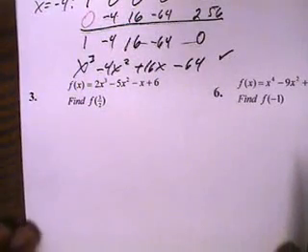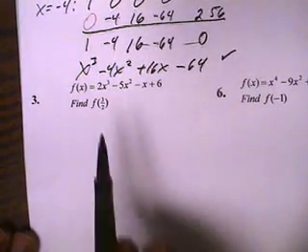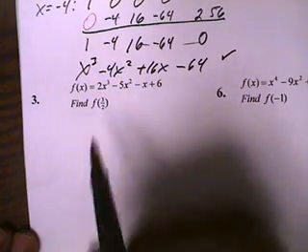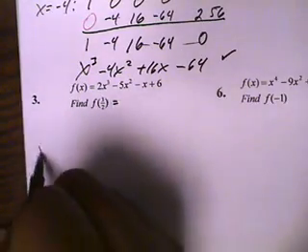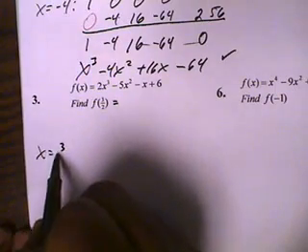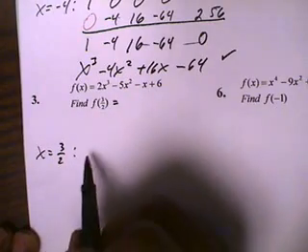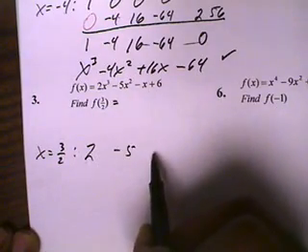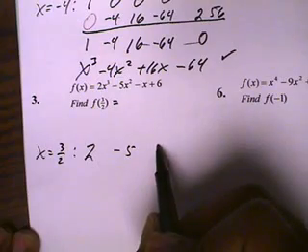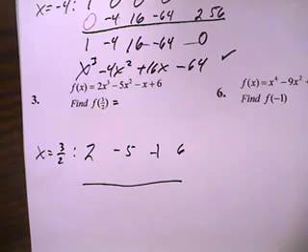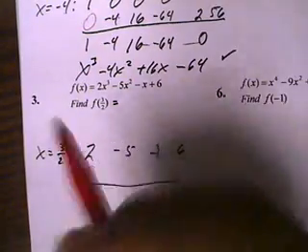Now, using the remainder theorem, I want to evaluate this function here for x is 3/2. So, the remainder theorem simply says I use synthetic division for x is 3/2. So my coefficients are 2, negative 5, negative 1 for x, and the constant is 6. And again, we begin this with 0.